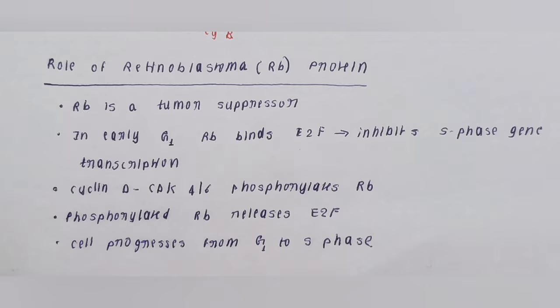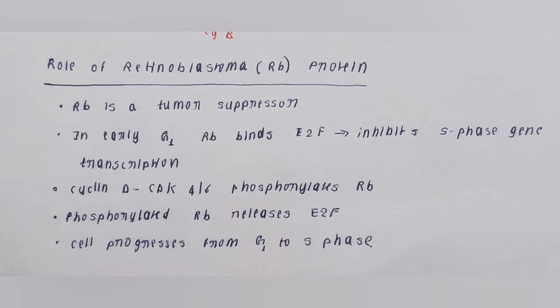So now what happens is the cell progresses from G1 to S phase, because the cyclin which was required for the progression of the cell from G1 to S phase was cyclin E, which was bound by the retinoblastoma. As soon as it gets phosphorylated by the cyclin D, it releases the cyclin E, and that cyclin E goes and converts the cell from G1 phase to S phase. So that is the role of retinoblastoma.